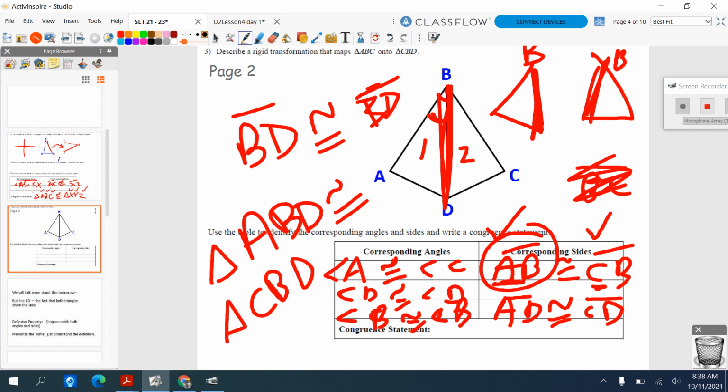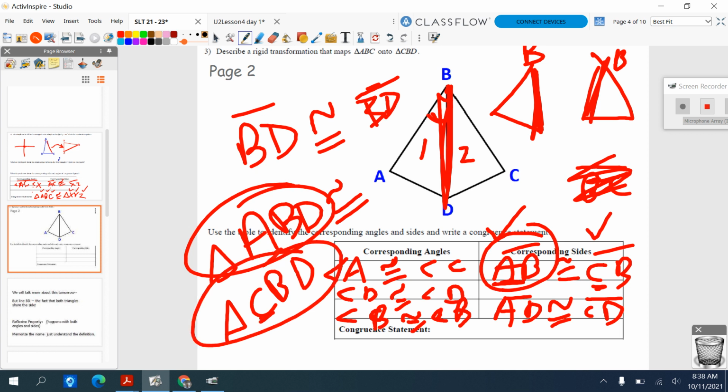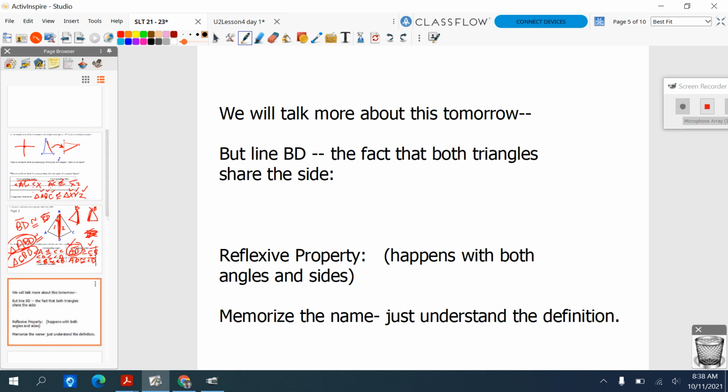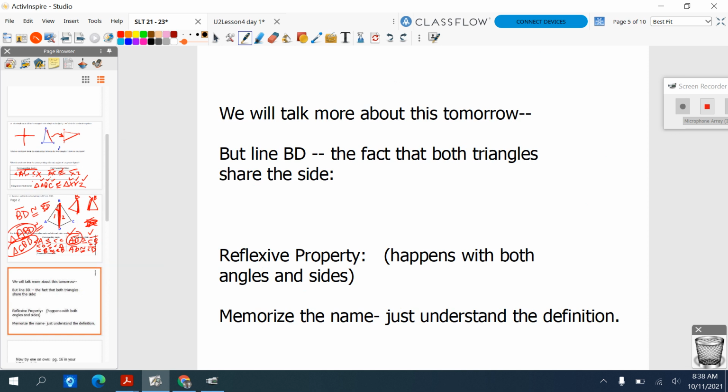Again, the key thing to take away is that when you label things, even when you're labeling the triangles, the angles within the triangles have to match up. Oops, sorry. All right, so we're going to talk more about this tomorrow, but that line BD that they both shared, the fact that both triangles share the side, I want you to write down this new vocabulary word.